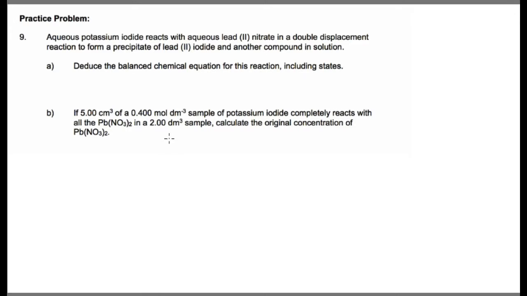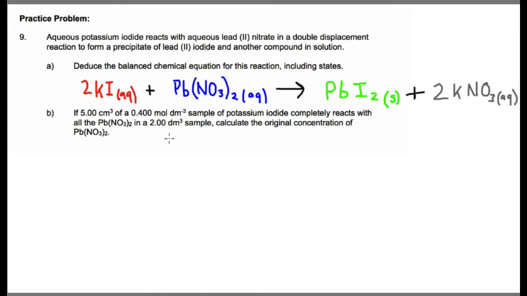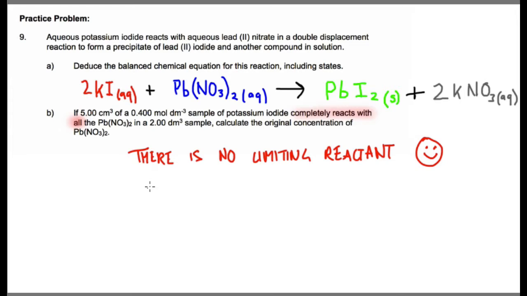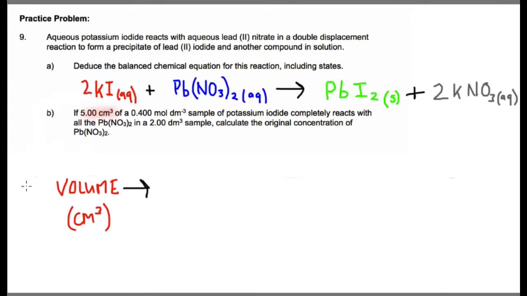So first of all, I'll put in the balanced equation there. Got a ratio of 2 to 1 to 1 to 2, and we can see, which is quite nice, that the potassium iodide completely reacts with the lead nitrate, so there's no limiting reactant, so we can get straight on with this.